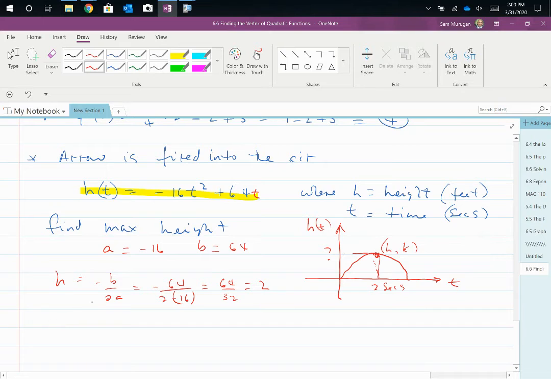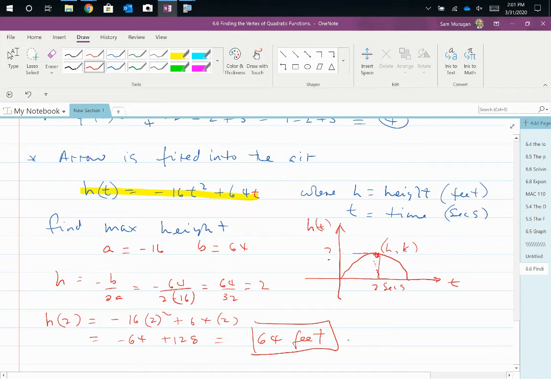Now that height, we have to substitute into the original formula. Height at 2 seconds is negative 16 times 2 squared plus 64 times 2. So this is negative 16 times 4, which is negative 64, plus 128, which is 64 feet. This is the maximum height. This is 64.